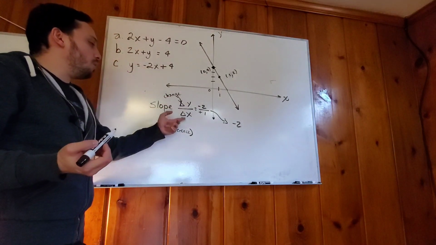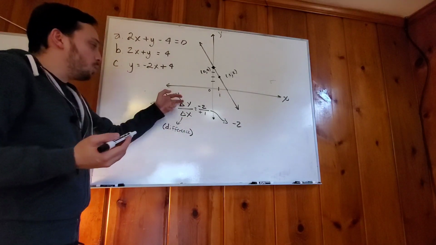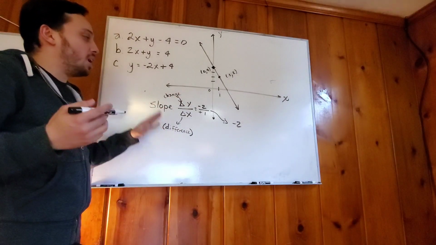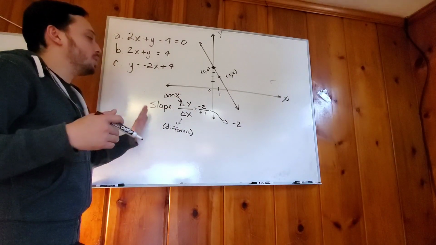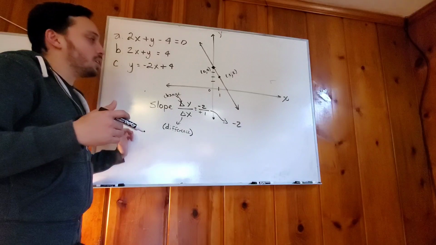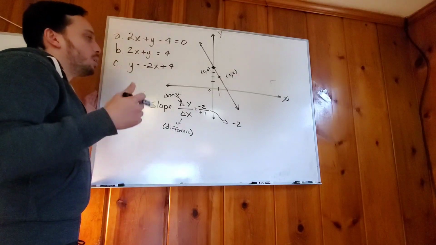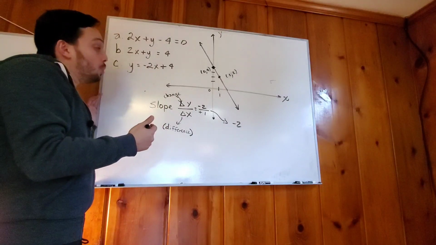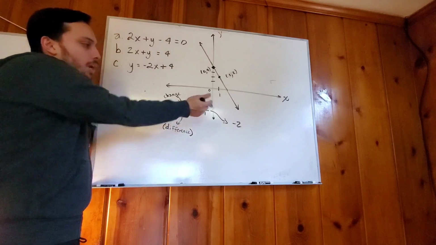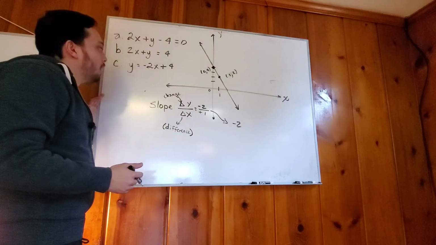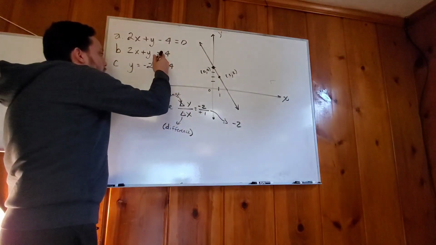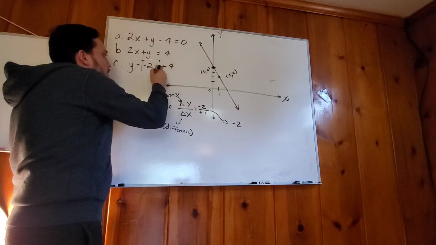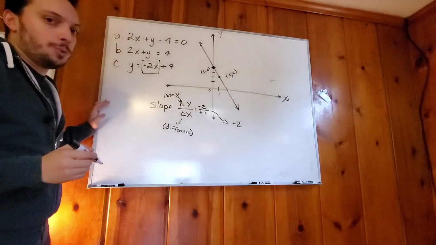So the change in y over the change in x, or the difference in y over the difference in x, means how did it change, right? How did it go up or did it go down? Did it go left or did it go right? And we saw that it went down 2 and 1 to the right. And we got -2. All right? So that's why we know that this right here is our slope, -2.